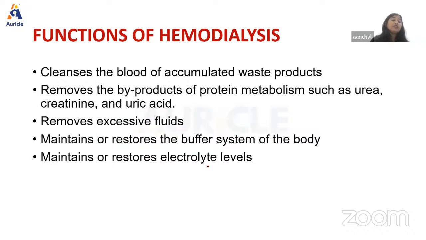Now, what are the features of hemodialysis? Okay, by artificial purification of blood, what are the things that could be done? So basically, hemodialysis cleanses the blood of accumulated waste products, removes the byproducts of protein metabolism such as urea, creatinine, and uric acid, then removes excessive fluids, maintains or restores the buffer system of the body, and maintains or restores electrolyte levels also. Okay, so these are the functions of hemodialysis.